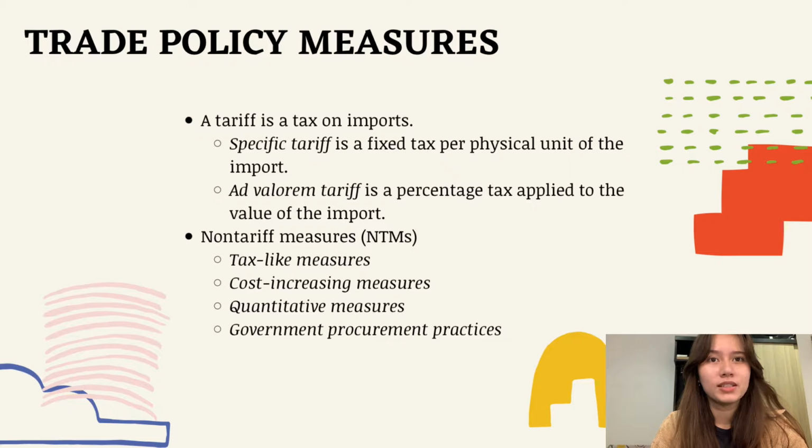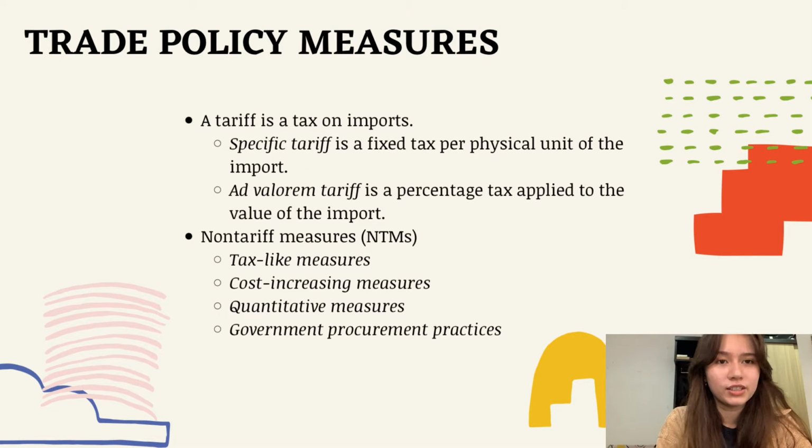Next, there are trade policy measures. When a country seeks to grant import protection to a sector of its economy, it can choose among a number of measures that can be broadly classified as either tariffs or non-tariff measures. A tariff is a tax on imports. There are two primary kinds of tariffs. A specific tariff is a fixed tax per physical unit of the import, and an ad valorem tariff is a percentage tax applied to the value of the import.